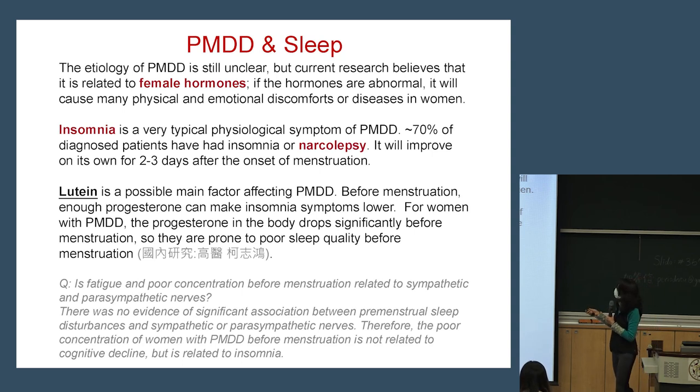It's not really solved yet. Okay? But usually, this type of symptoms only occur 2 to 3 days before the period. After the period's on, then people recovered, okay? Just give you an example, a lot of people doing this research, especially people in medical school, okay? People found that lutein is an important factor for PMDD, okay? It can also contribute to the sleep.